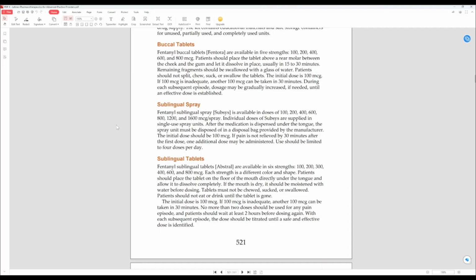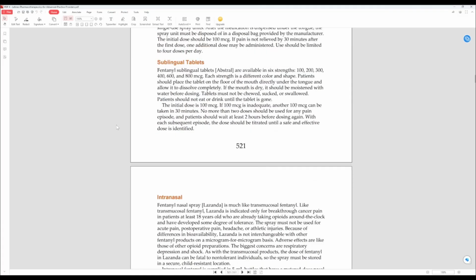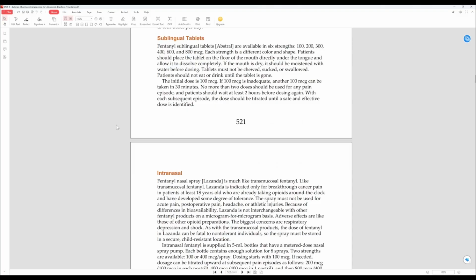If pain is not relieved by 30 minutes after the first dose, one additional dose may be administered. Use should be very limited and to 4 doses per day. Which brings us to the sublingual tablet. Fentanyl sublingual tablets are available in 6 strengths. Each strength is a different color and shape.